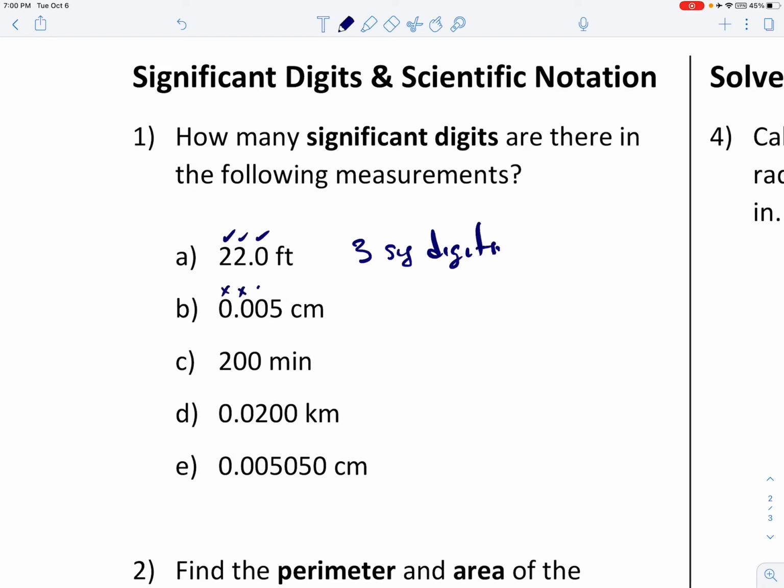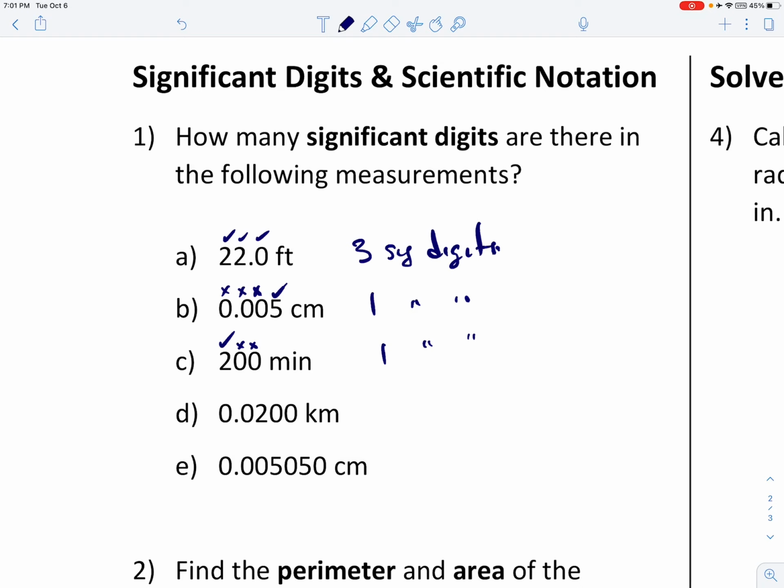So how many digits in the next measurement would be significant? Well, the first 3 digits are zeros. They're starting off. They don't count. So only the 5. This has 1 significant digit. What about part C? How many significant digits do you see there? Well, as we set up above, if you see zeros at the end of the measurement and you see a decimal, then those zeros count. If you see zeros at the end of the measurement, like we have here, but there is no decimal showing, then those zeros do not count. So therefore, this has only 1 significant digit.